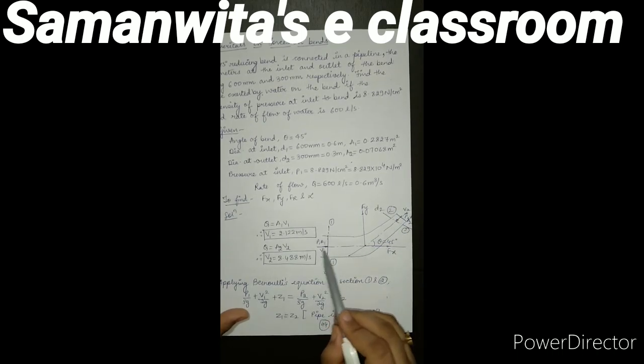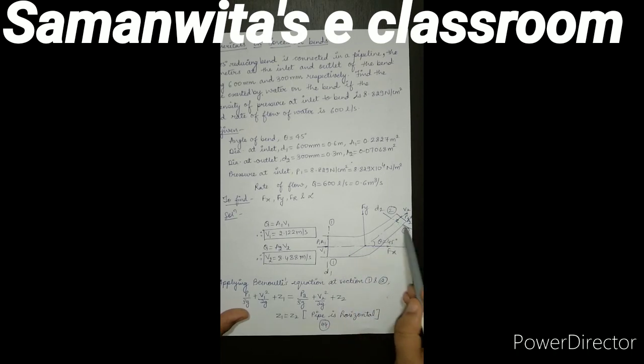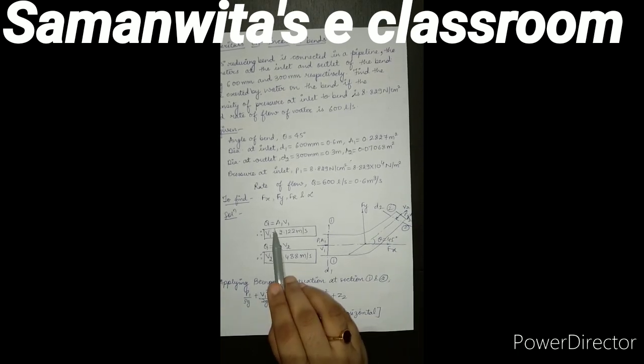The pressure force exerted on the first section will be P1A1, and the pressure force exerted on section 2 will be P2A2. This direction will have a force Fx, which will be the force exerted by the water on the bend, and in the y direction I am going to show the force Fy, which is the force exerted by the water on the bend. Now let's start solving.